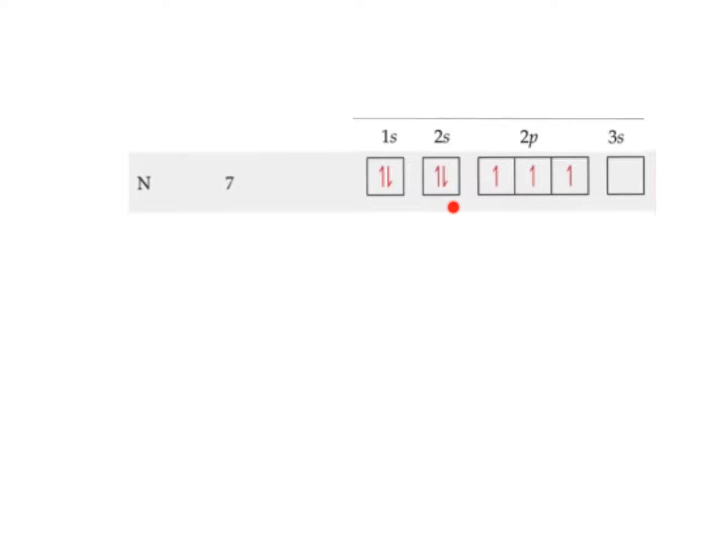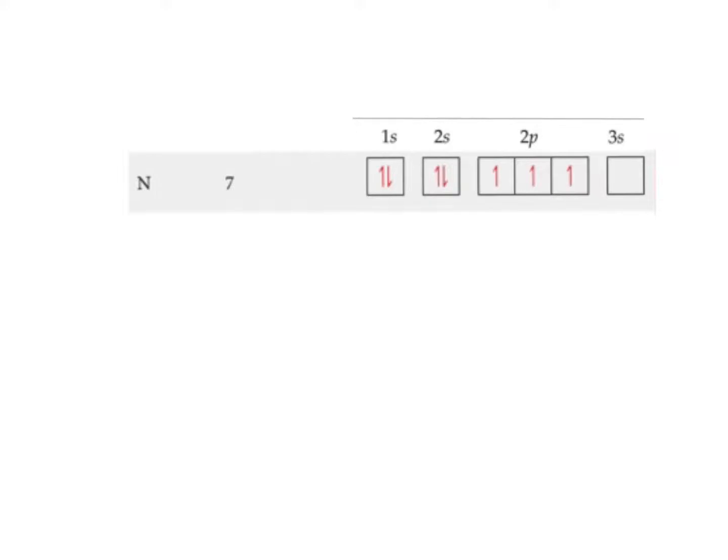Then we would go to the next, the 2s, we would fill it by putting 1 up and 1 down. Then we would go to the 2p. This is where Hund's rule comes in. You need to do up, up, up before you put any down. So nitrogen would have no down arrows in this 2p.